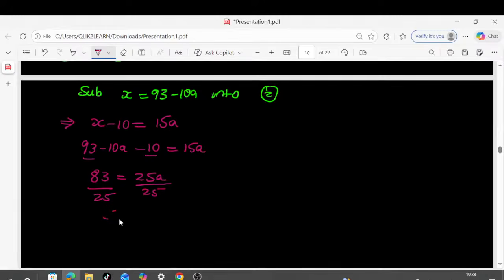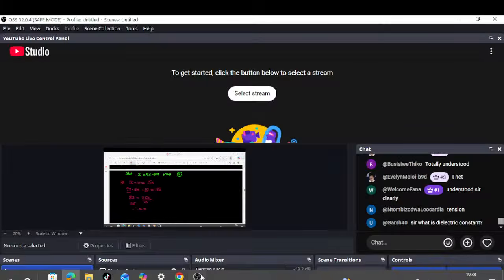Therefore, our acceleration is equal to, what do you guys get on your calculators?